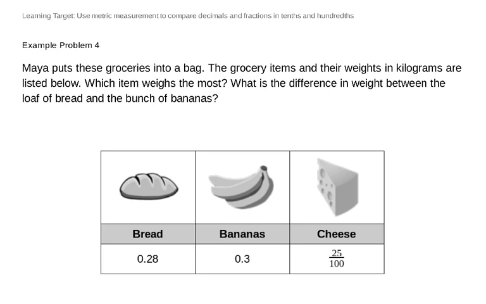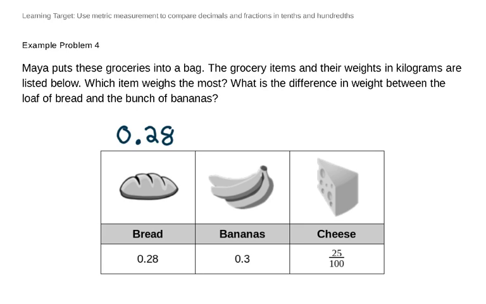Okay, so we have the bread is 28 hundredths, the bananas are 3/10, and the cheese, it's in fraction form, is 25 hundredths. Well, I am going to write them all in the same format, and I'm going to use decimal form and hundredths. The bread is already in decimal form and in hundredths. The bananas are in decimal form, but they're not in hundredths yet.